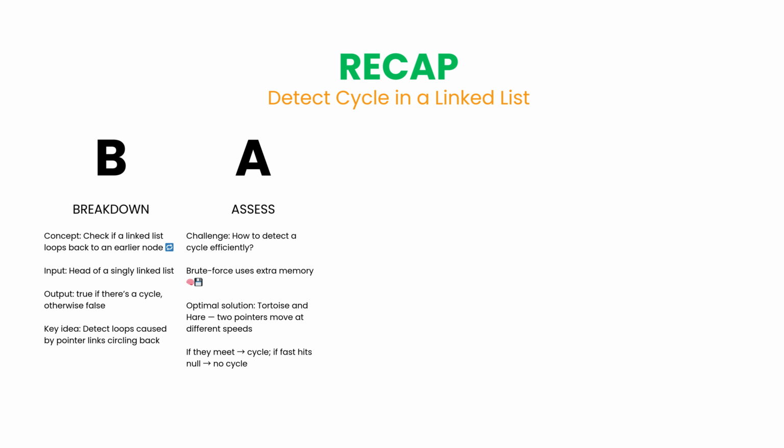Assess recap. We looked at different approaches. A brute force method is to store visited nodes in a hash set, but that uses extra space. A more elegant solution is the tortoise and hare technique, 2 pointers moving at different speeds. If there's a cycle, the faster pointer eventually catches up to the slower one. If not, the fast pointer reaches the end of the list. This method gives O(n) time with O(1) space, highly efficient.